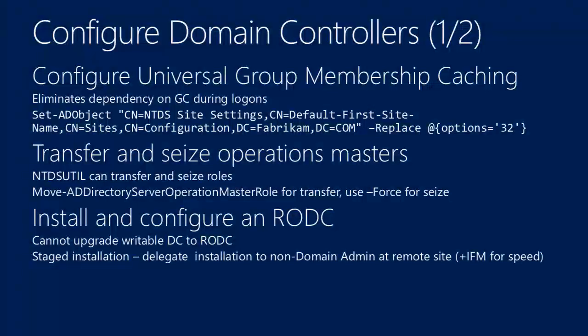All right, so configure domain controllers. The first topic up is universal group membership caching. This has been around for a long time. I don't want to spend too much time on it. It eliminates the dependency on the GC during logons. You definitely want to know that.